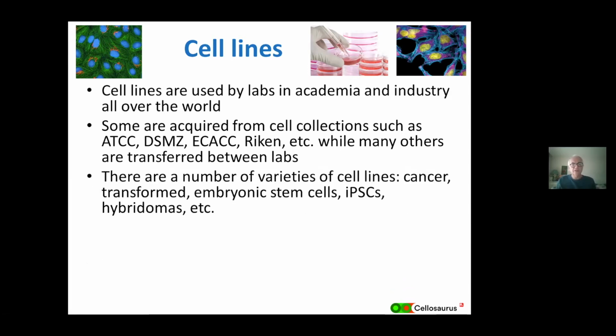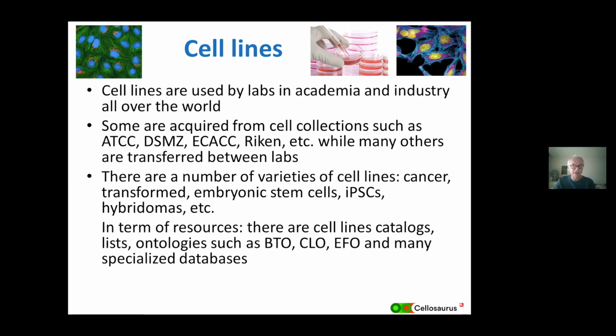And of course, there is a variety of cell lines. People know about cancer cell lines like HeLa. There are, of course, embryonic stem cells, iPSCs, hybridomas, and so on. So there's a whole menagerie of different categories of cell lines. And in terms of resources, there are a lot of different resources around cell lines. We'll see them in this introduction: ontologies and many specialized databases. But until Cellosaurus was established, there was no single resource where all this information was available.